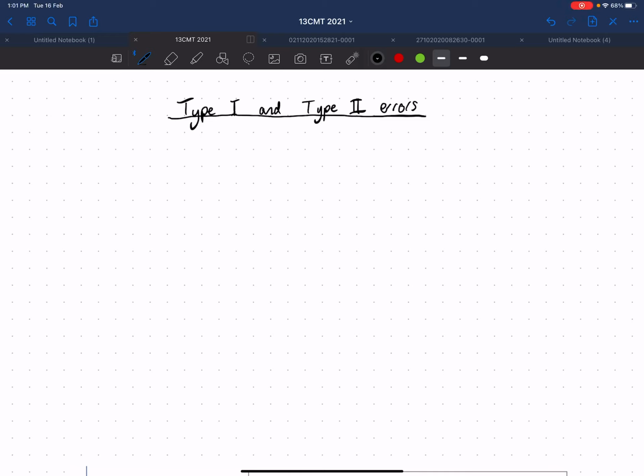Kia ora, Year 13, and welcome to a lesson on Type 1 and Type 2 errors. This is a continuation of our hypothesis testing using binomial distribution.